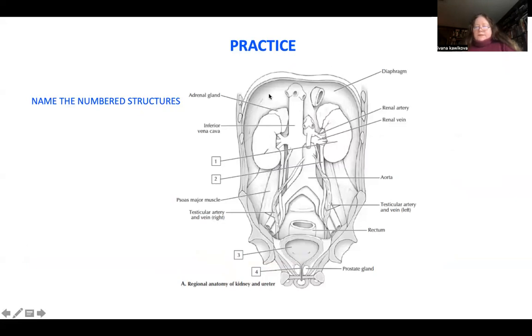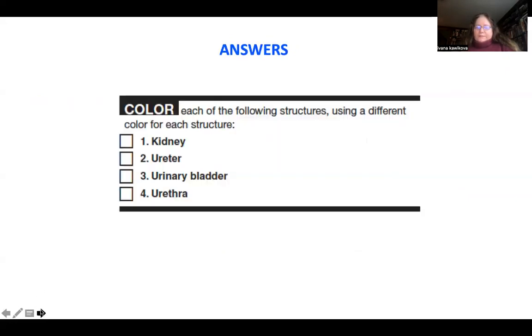So here is a diagram of the renal system, and I would like you to take a moment and label these numbers to see what the structures mean, and then stop the recording, and on the next slide you will have the answers.